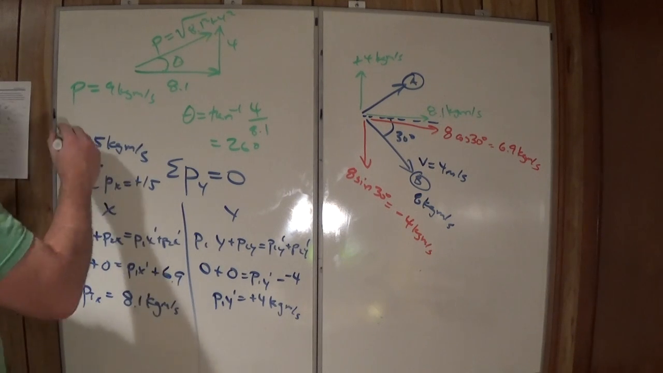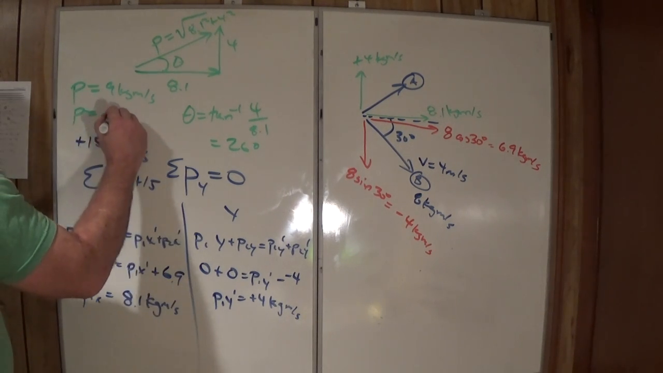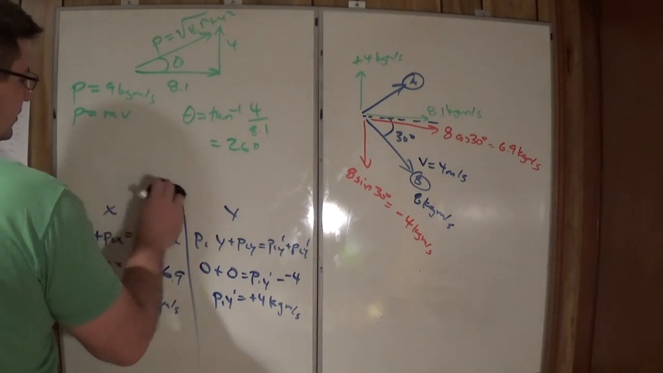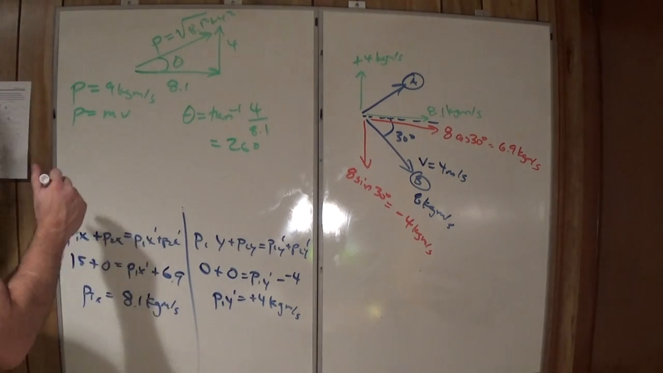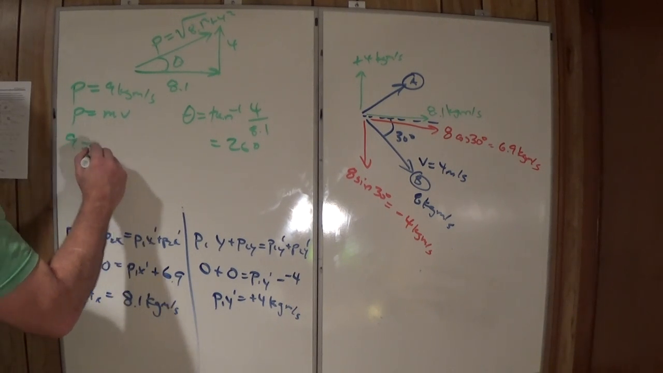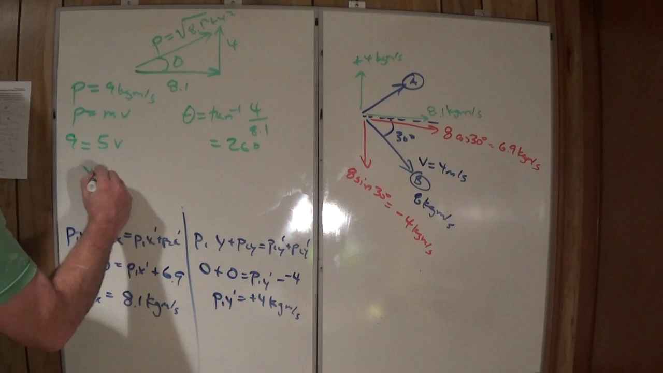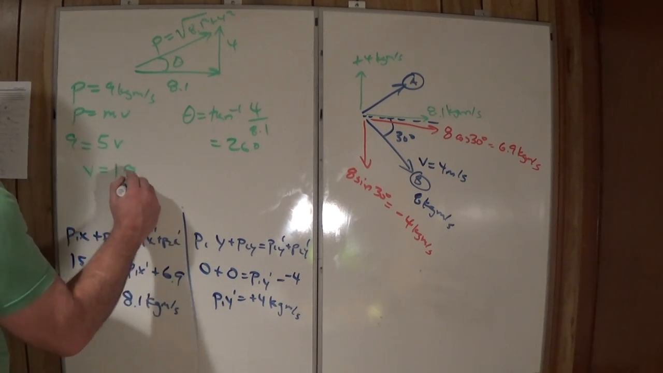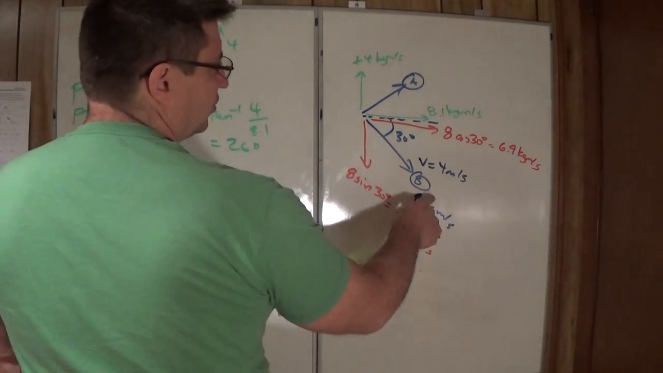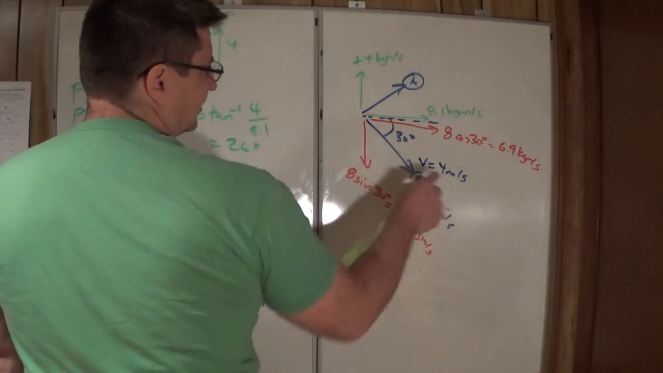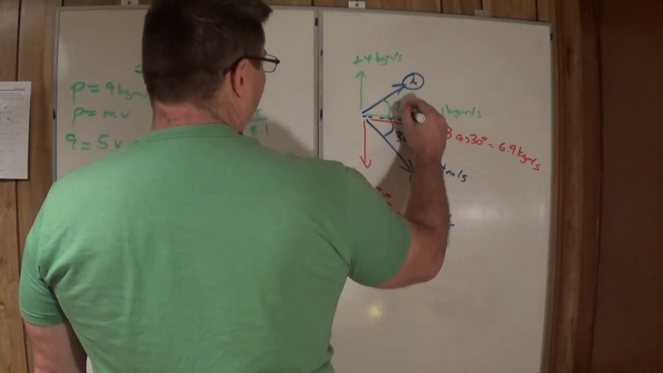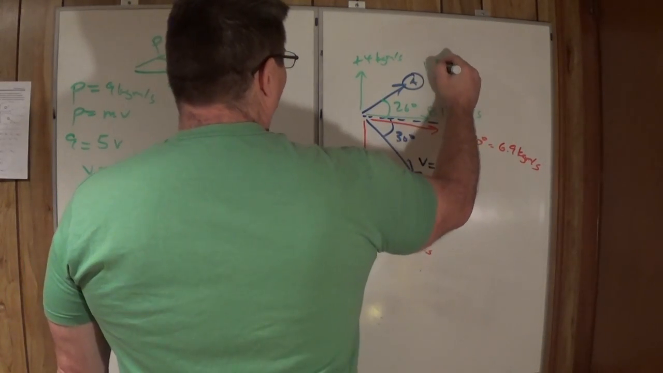And if we want to know the velocity, well, P equals mv. So we divide this by the mass of object A, which was 5 kilograms. So 9 equals 5v, and v is 1.8 meters per second. So we have our final answer. Object B goes off at 30 degrees at a velocity of 4. Object A goes off at 26 degrees with a speed of 1.8.